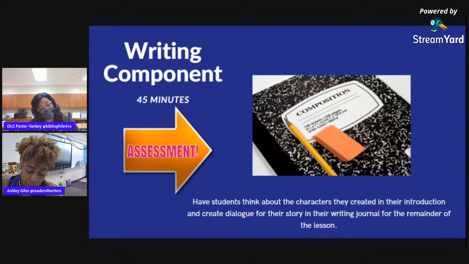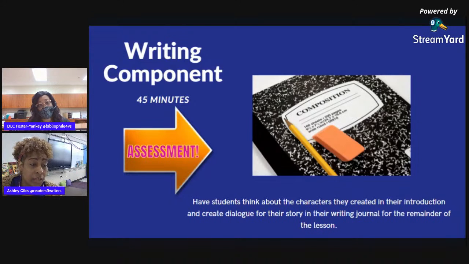Then once they practice that, they've identified it as correct back in the reader, teachers should inform them to think about their characters that they've created in their introduction, and think about some dialogue. And that goes back to the lesson we talked about before.